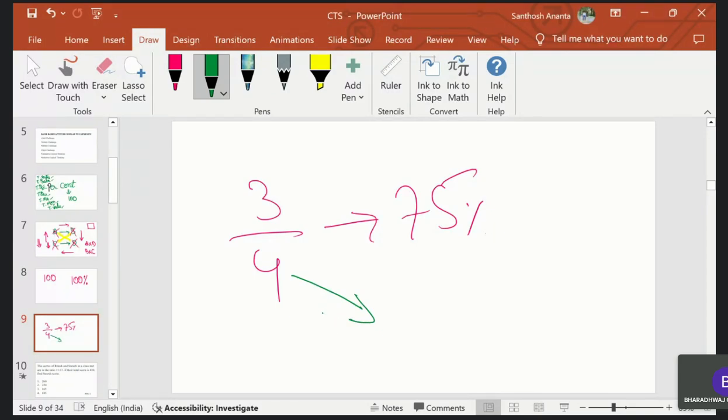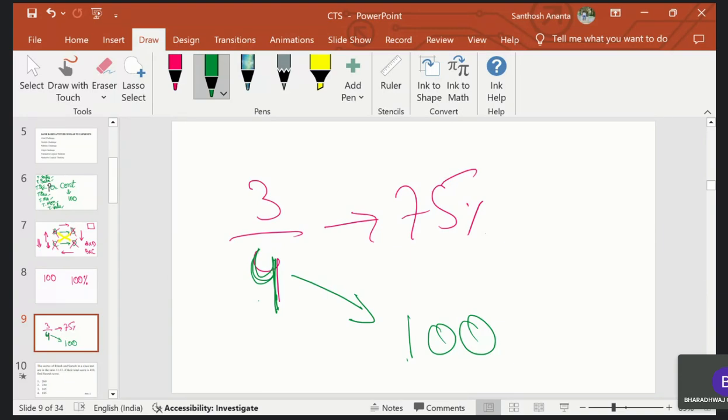We already know the total value is 100. In the denominator it is 4, so we need to divide 100 into 4 parts. If the value in the denominator is 8, divide 100 into 8 parts. If it is 10, divide 100 into 10 parts. If it is 20, divide 100 into 20 parts, like this.